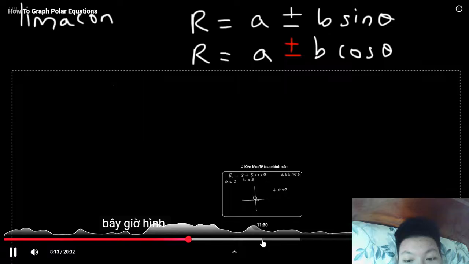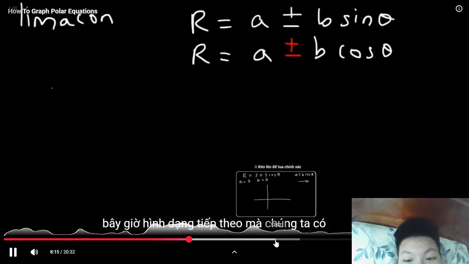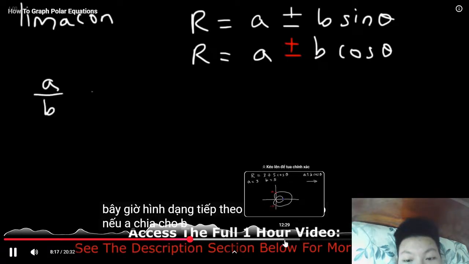Now the next shape that we have, if A divided by B with the inner loop.